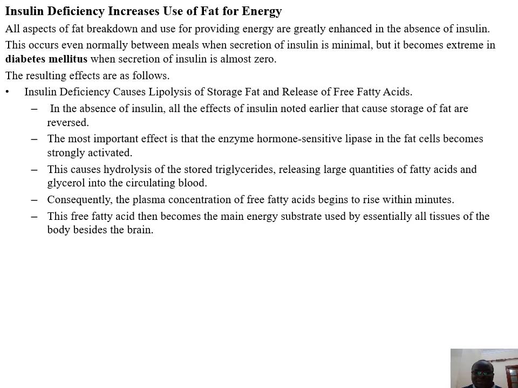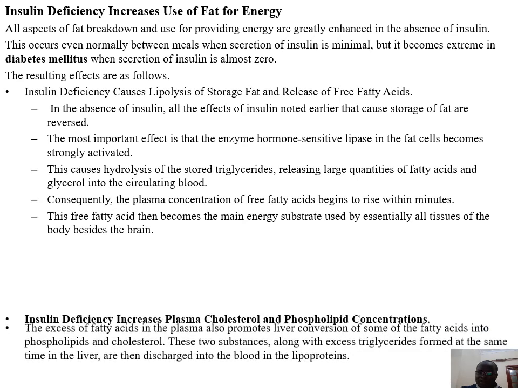Consequently, the plasma concentration of free fatty acids begins to rise within minutes. These free fatty acids then become the main energy substrate used by essentially all types of tissues of the body besides the brain. So the brain will still depend on glucose. It can still internalize glucose even in the absence of insulin.